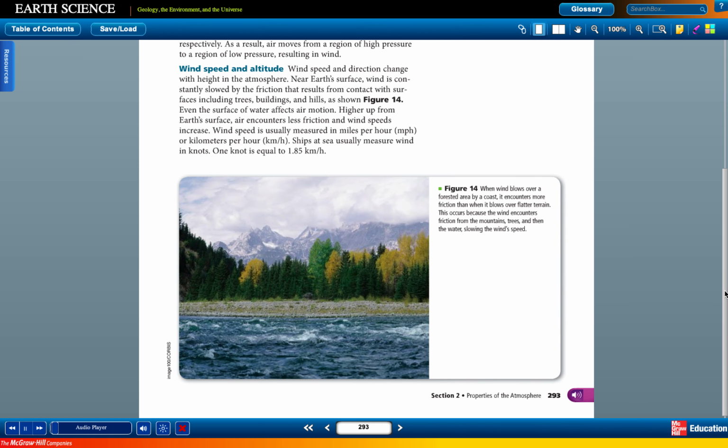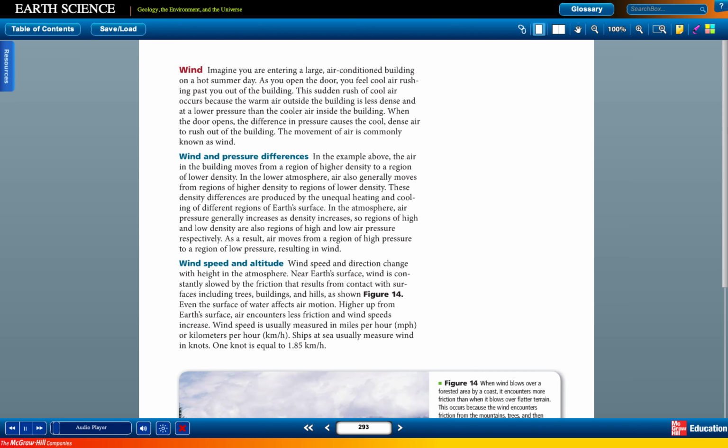Wind. Imagine you are entering a large air-conditioned building on a hot summer day. As you open the door, you feel cool air rushing past you out of the building. This sudden rush of cool air occurs because the warm air outside the building is less dense and at a lower pressure than the cooler air inside the building. When the door opens, the difference in pressure causes the cool, dense air to rush out of the building. The movement of air is commonly known as wind.